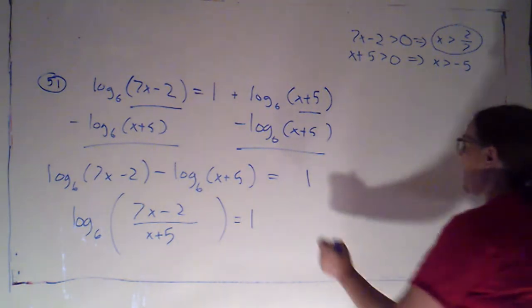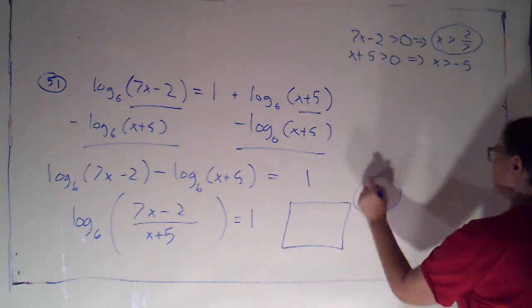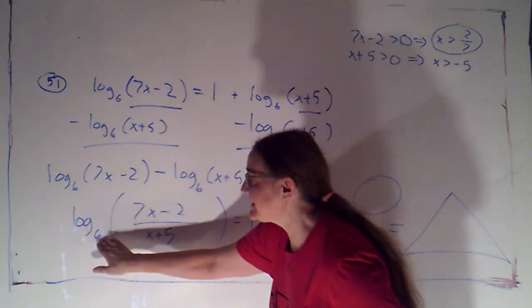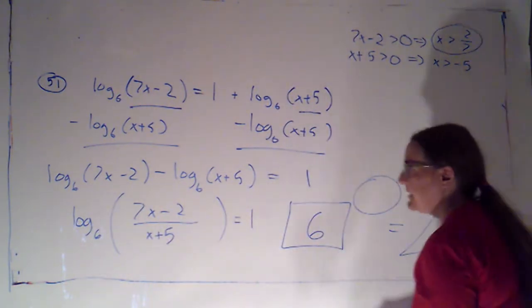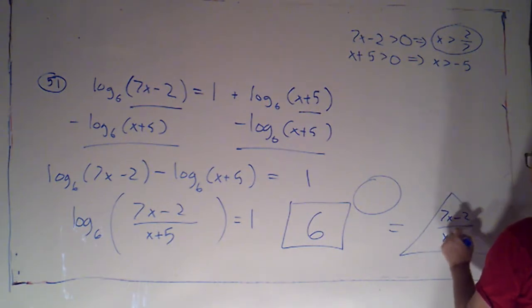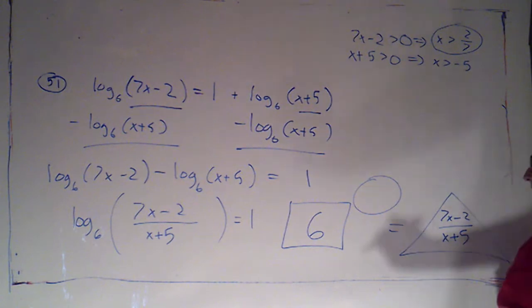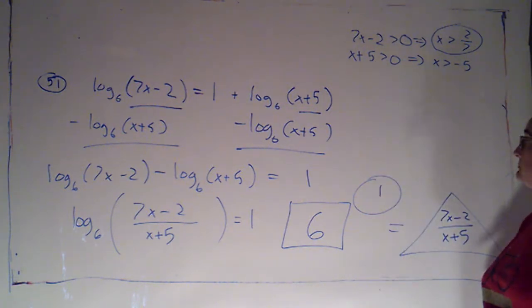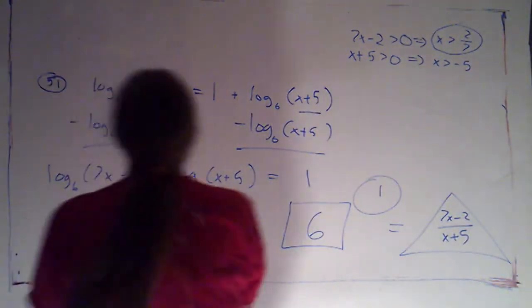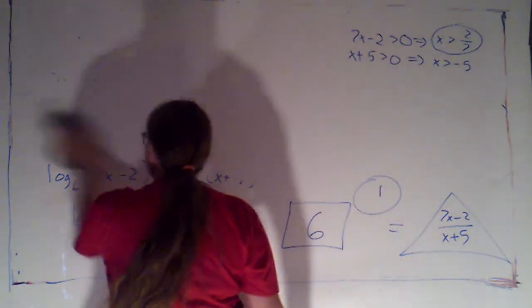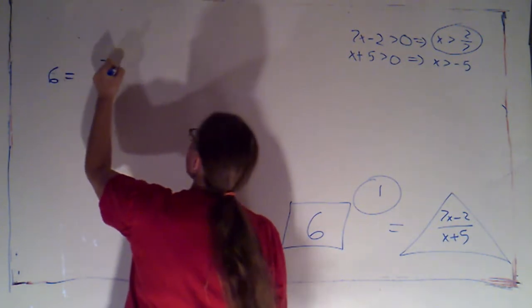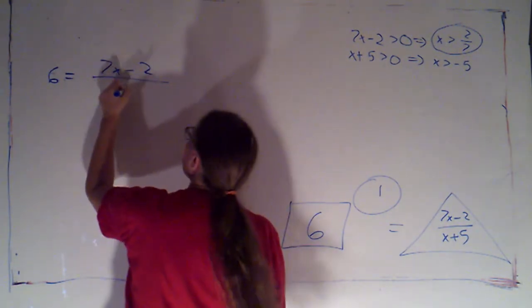Now that I have that, I can rewrite that in exponential form. So the exponent I need when 6 is my base to get this fraction, 7x minus 2 over x plus 5 as my result. That exponent is 1. 6 to the first, that would be 6. Excellent. So we have 6 is equal to 7x minus 2 over x plus 5.